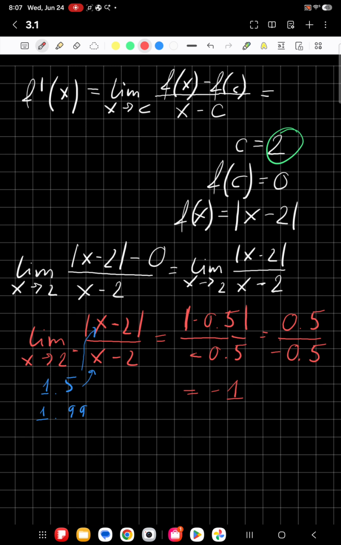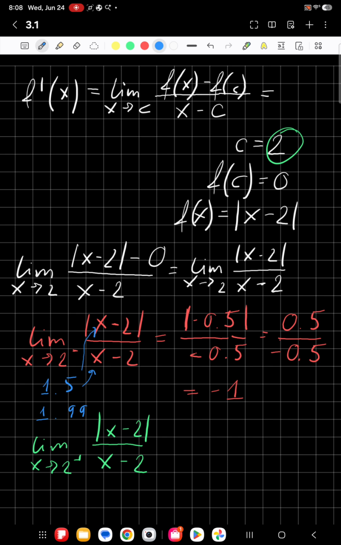Okay, and then the other one, that's a limit with x approaching 2 from the right, of that absolute value of x minus 2 over x minus 2.